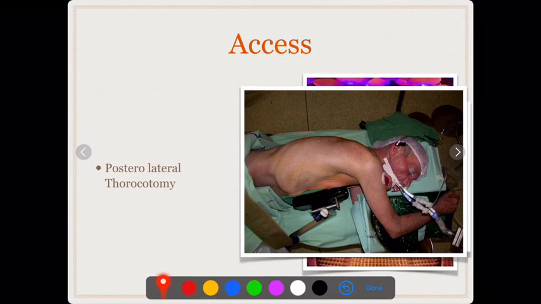The commonest route through which we enter the thorax is what is known as a posterolateral thoracotomy. So this is again a common MCQ. We will do a right posterolateral thoracotomy if you are interested in organs that are on the right side, like the upper part of the esophagus, and we will do a left posterolateral thoracotomy if you are interested in, say, operating on the descending thoracic aorta. This patient, you can see, has a double lumen endotracheal tube inserted into him.